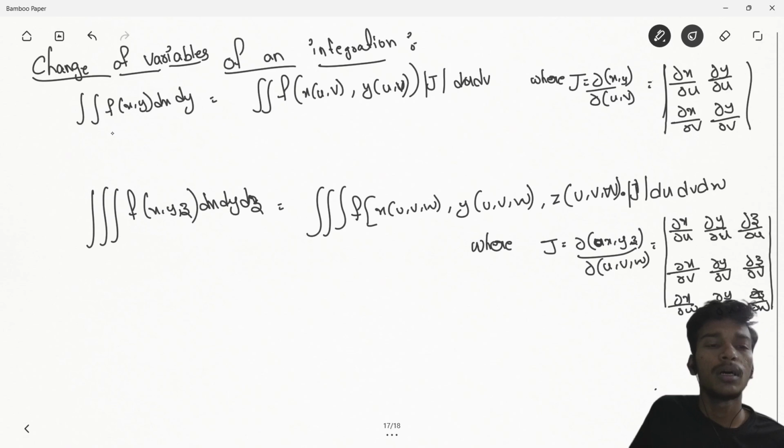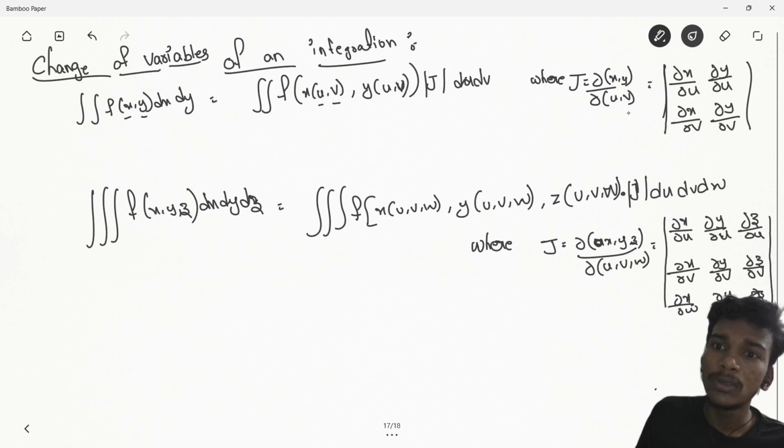Just consider that is the scenario. If you are going to transform the current coordinate system to another coordinate system, just consider the current coordinate system as f of x comma y, and we are transforming it into another coordinate system which has its coordinates as u comma v. If we did so, the integral of the f of x comma y function will be transformed into the integral of f of x of u comma v, y of u comma v, into the Jacobian into du into dv, where J is dou of x comma y by dou of u comma v.